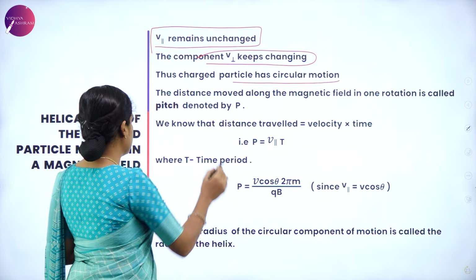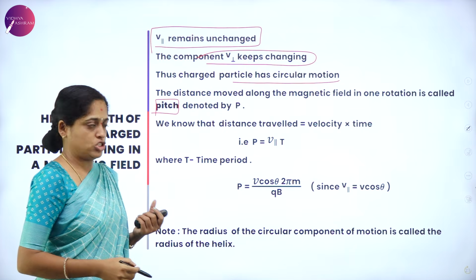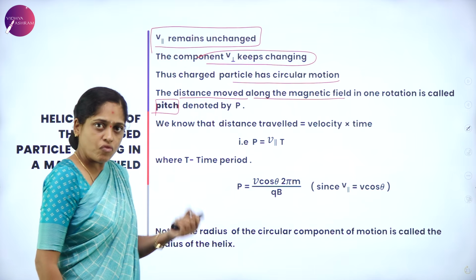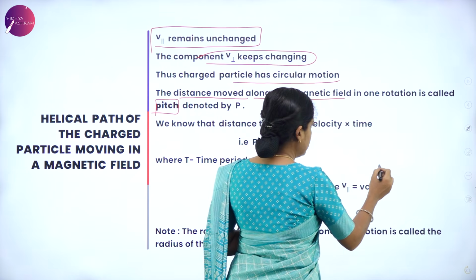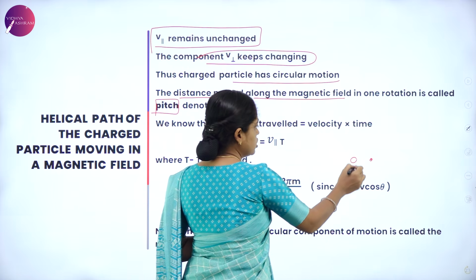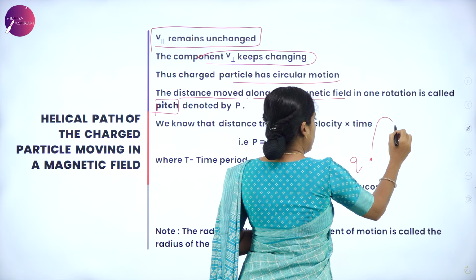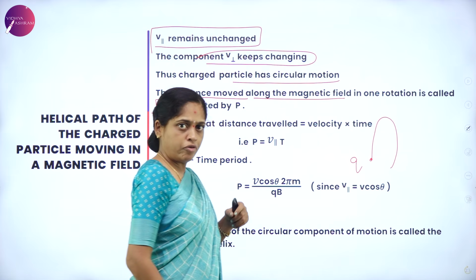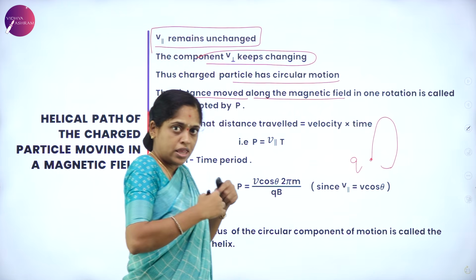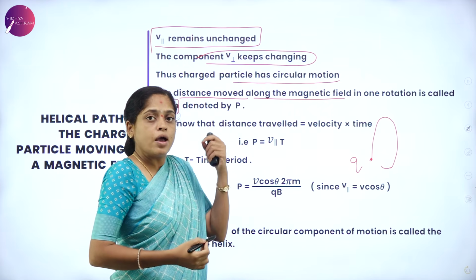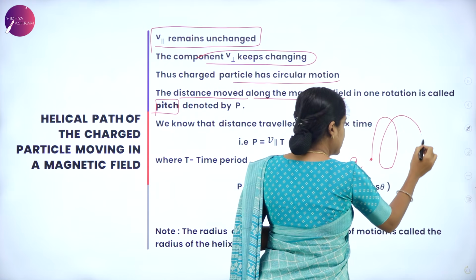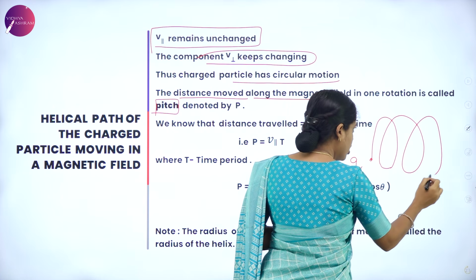In this helical path, let us define the pitch. What is a pitch? Pitch is the distance moved along the magnetic field in one rotation. For example, let us consider this as the initial position of the charge. Due to the perpendicular component, it follows the circular path. And it won't stay in that position as there is parallel component which makes the charge move forward, then circle, forward and circle.